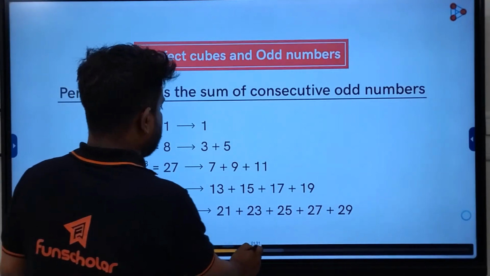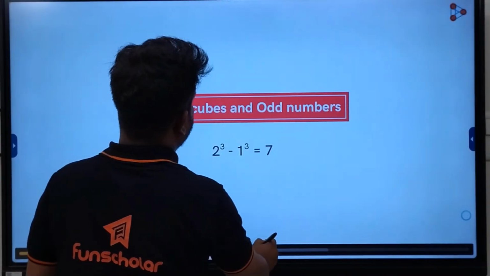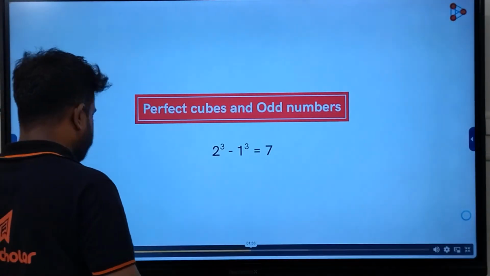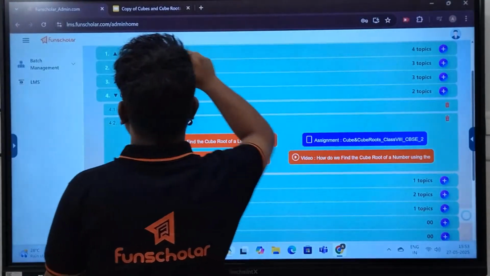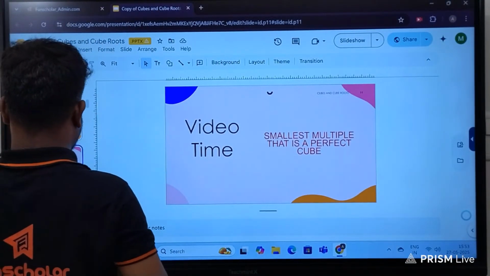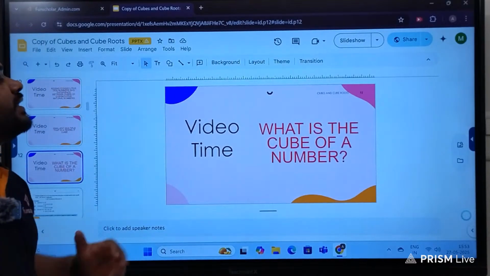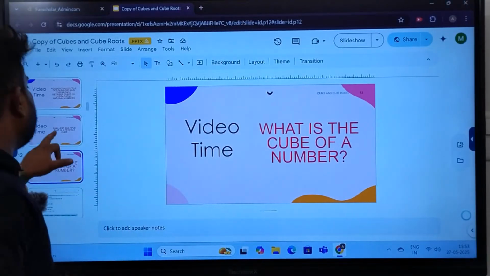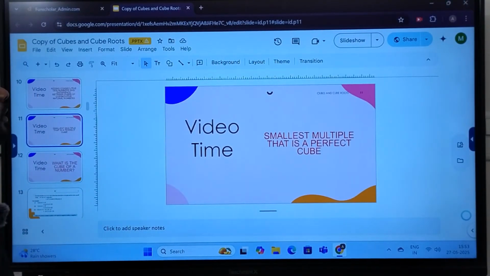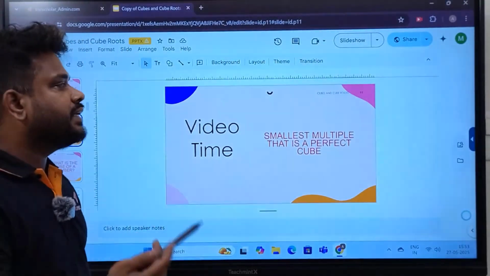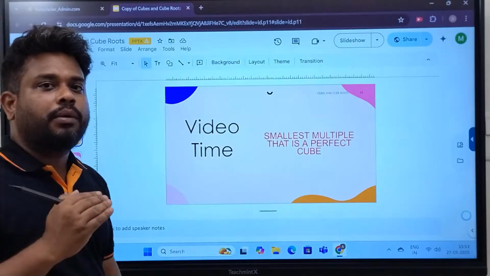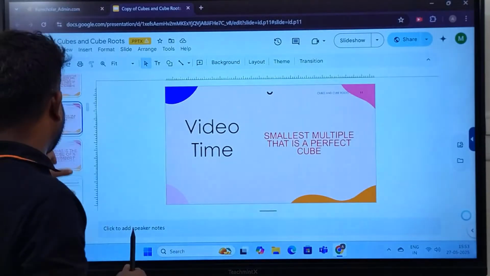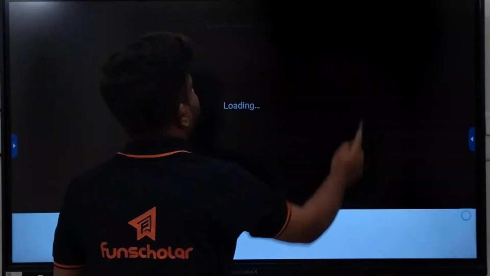Going further, we can find a pattern of this. We are going to discuss it in the next slides. Okay, let's go further. What is the cube of a number? We have already seen the video and I have already explained it, so I am not going to play this video right now. And the smallest multiple that is a perfect cube, the answer will be 1 because 1 is the smallest multiple and also a perfect cube. So the two video topics have been explained. Let's go further.